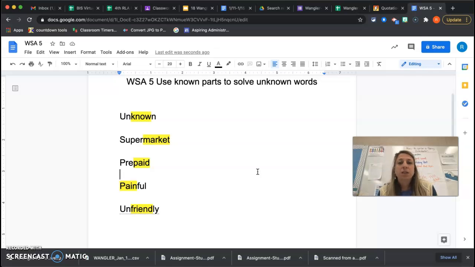So I just wanted to do this quick little word solving game. You're going to do a quick concentration game on Google Classroom, on Google Slides, where you're going to try to match parts together from different words so that we are learning how to break words apart and what parts of words mean. So have fun with it, and it's just for practice.